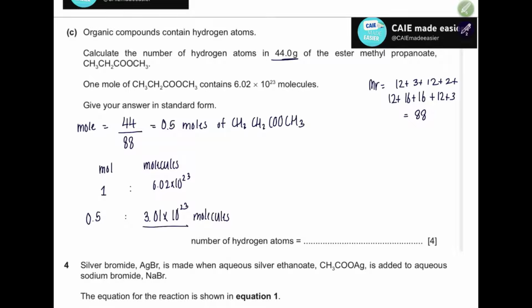But the question says calculate the number of hydrogen atoms. So how many hydrogen atoms are in one ester? Let's count. We have 1, 2, 3, 4, 5, 6, 7, 8. So 3.01 times 10 power 23, multiply this by 8 and you get 2.408 times 10 power 24 hydrogen atoms.